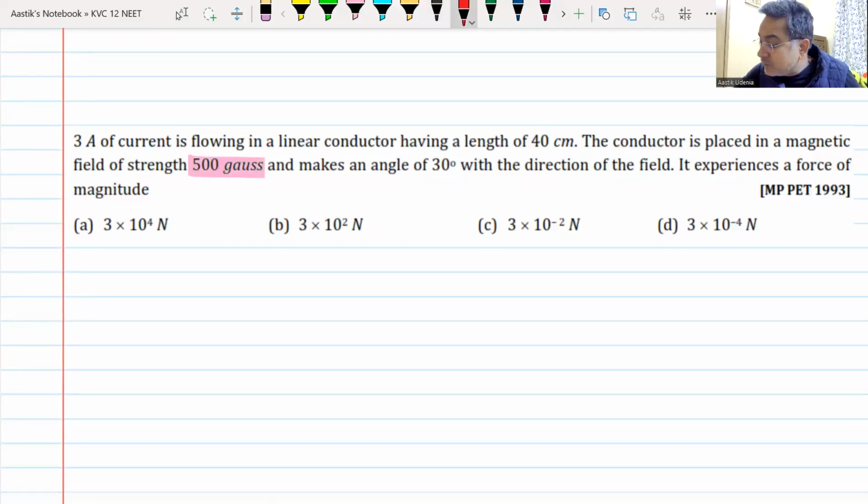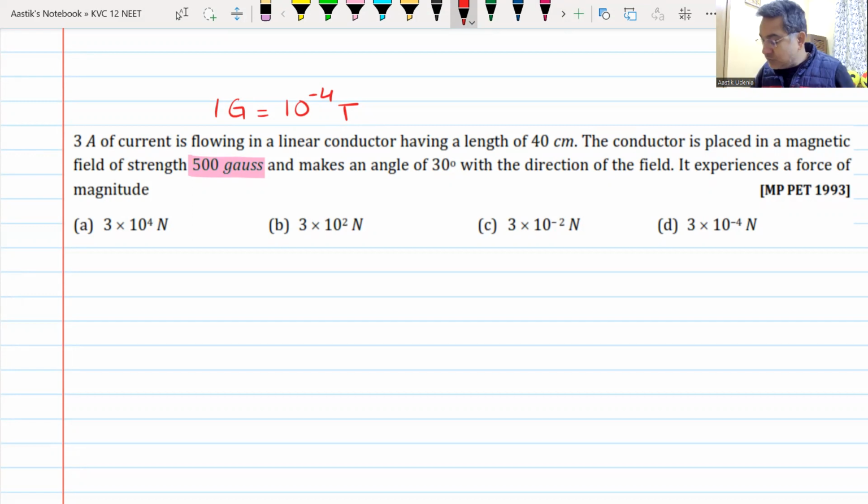Remember, 1 Gauss, 1 G is 10 raised to the power of minus 4 Tesla, which is the SI unit. It's placed in a magnetic field of 500 Gauss at an angle of 30 degree with the direction of field. It experiences a force of how much magnitude only? I'll give you 2 minutes to give me the answer for this one. We got the answer, that is correct, option C.